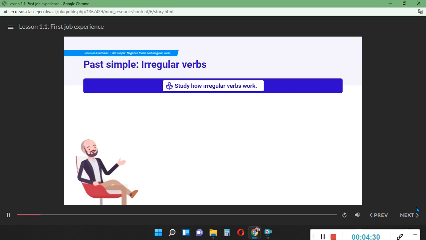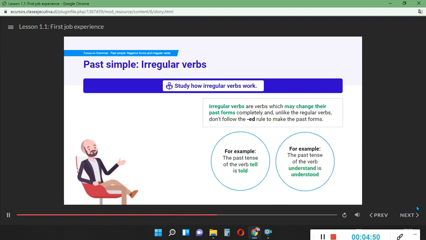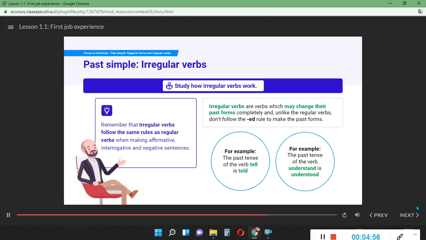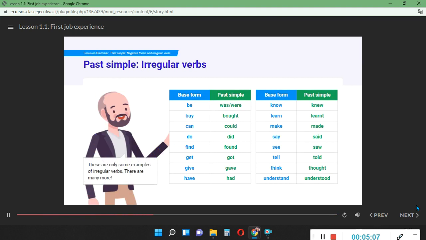Study how irregular verbs work. Irregular verbs are verbs which may change their past forms completely and, unlike the regular verbs, don't follow the ed rule to make the past forms. For example, the past tense of the verb tell is told. The past tense of the verb understand is understood. Remember that irregular verbs follow the same rules as regular verbs when making affirmative, interrogative, and negative sentences. These are only some examples of irregular verbs. There are many more.